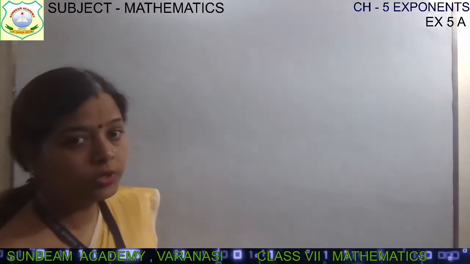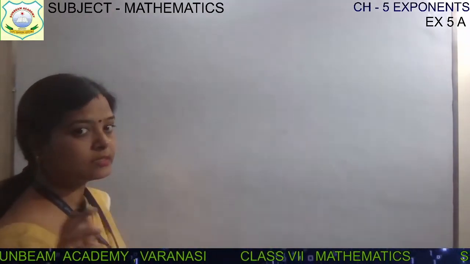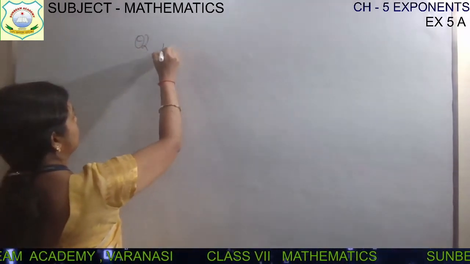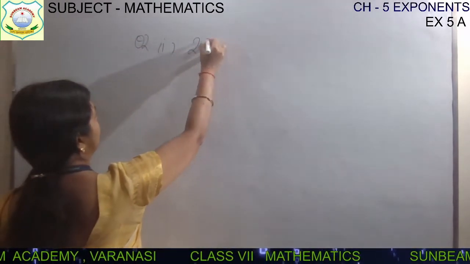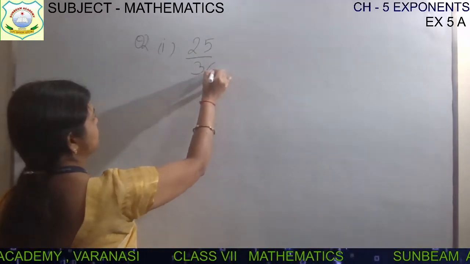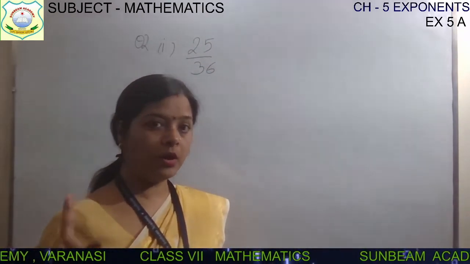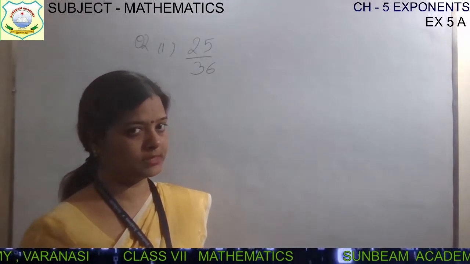Question number 2, 25 by 36. It is a rational number, isn't it? Question number 2, first part, 25 by 36. Children, it is 5th chapter, so we will do all odd number questions and odd parts.